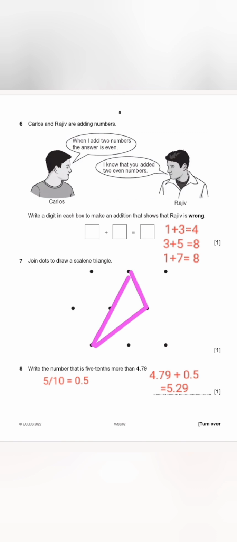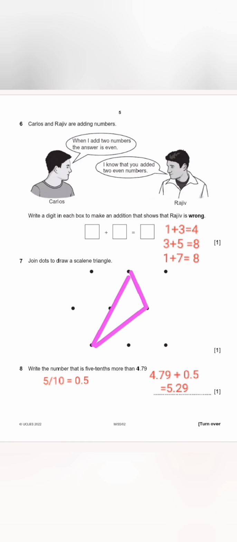Rajiv is coming to the conclusion that his friend added two even numbers because his friend says, I have an even answer. Now, that's not correct. He may not necessarily have added two even numbers. He could add 1 plus 3 like you have on the screen and the other numbers. 3 plus 5, which are also odd numbers but gives us an even answer. 1 plus 7, which gives us an even answer, 8. So you must not necessarily add two even numbers to get an even answer.